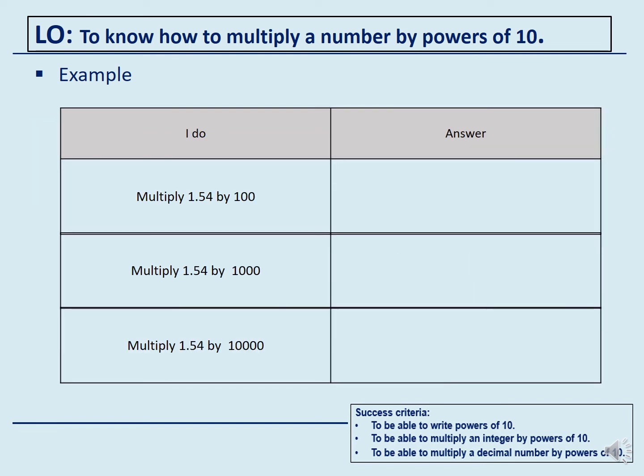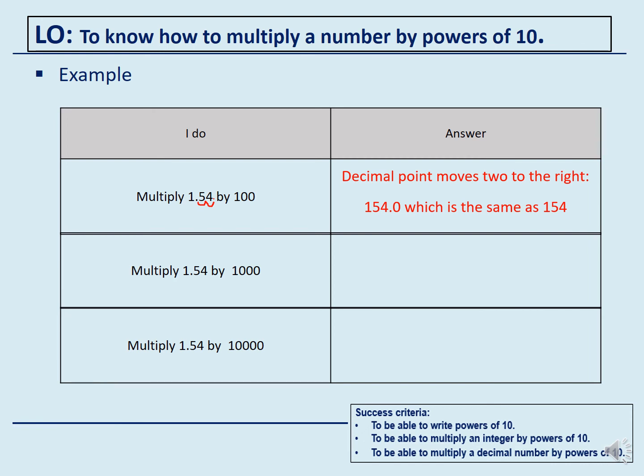Here are more examples. As you saw before, when I times 1.54 by 10, the decimal point moved 1 to the right. So now if I times by 100, what would happen? The decimal point moves 2 to the right. 1, 2. So the decimal point is going to be there now. So it's going to be 154.0, which is the same as 154.